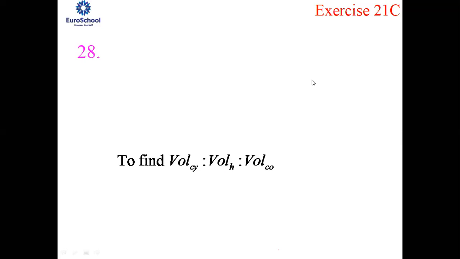You have a cylinder, a hemisphere, and a cone. And what is said about these? They have equal base diameters. So what can you say about their radius? Are they going to be equal, or not? Equal. Because if the diameters are the same, for sure the radius is also going to be the same. So we'll represent it as a common radius, just r itself.